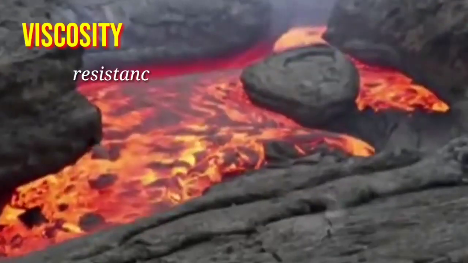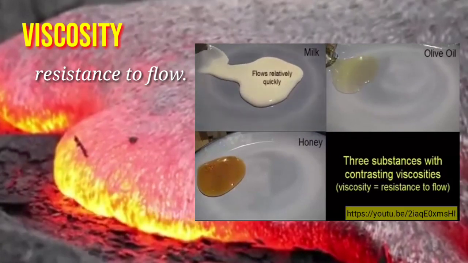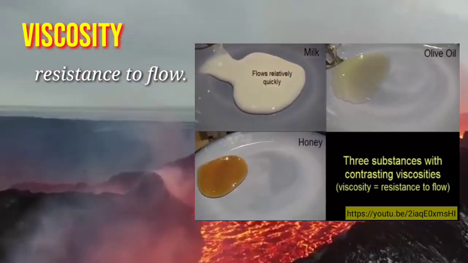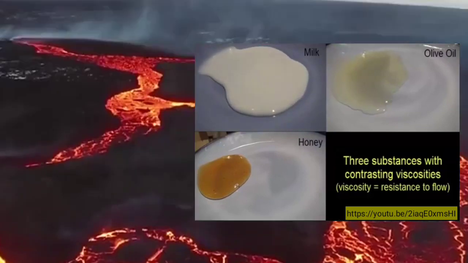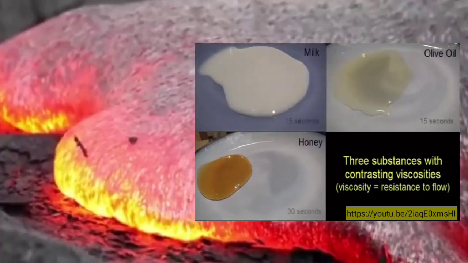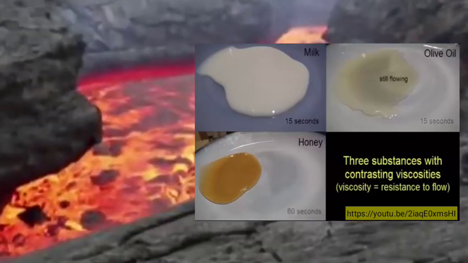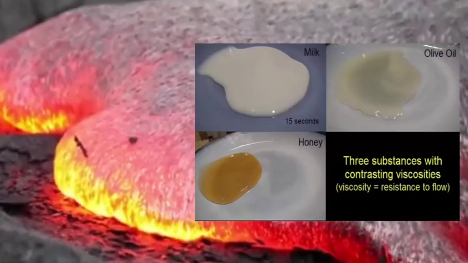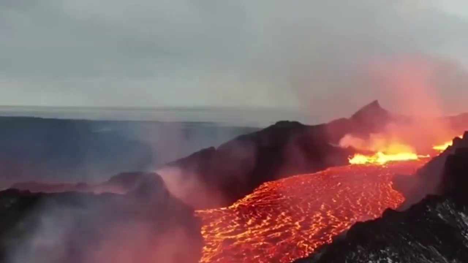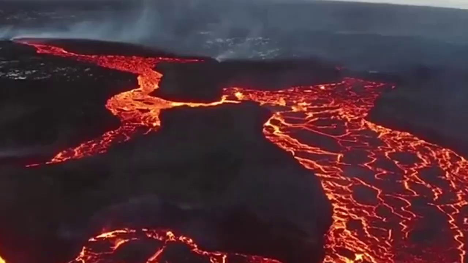Viscosity refers to the resistance of a substance to flow. Liquids that flow easily, like water, have a very low viscosity. For example, we have honey, milk, and olive oil. Honey has a very high viscosity while milk and olive oil have a very low viscosity because they flow easily. Viscosity of magma affects the violence of volcanic eruption.